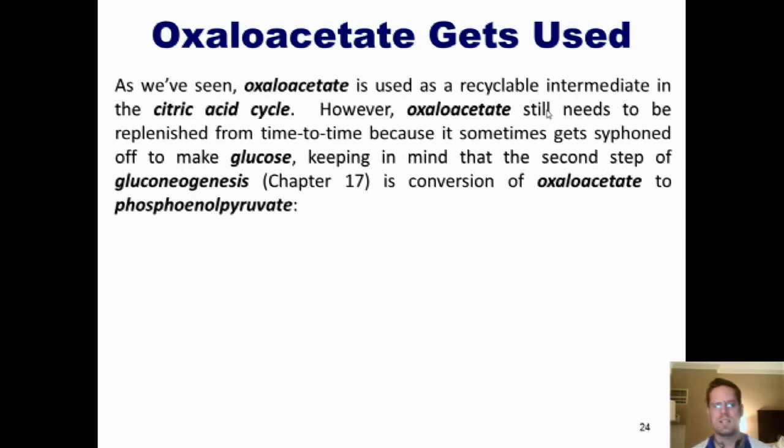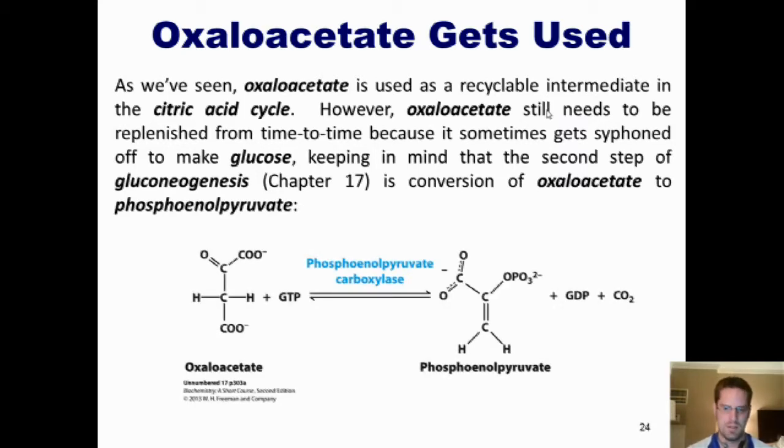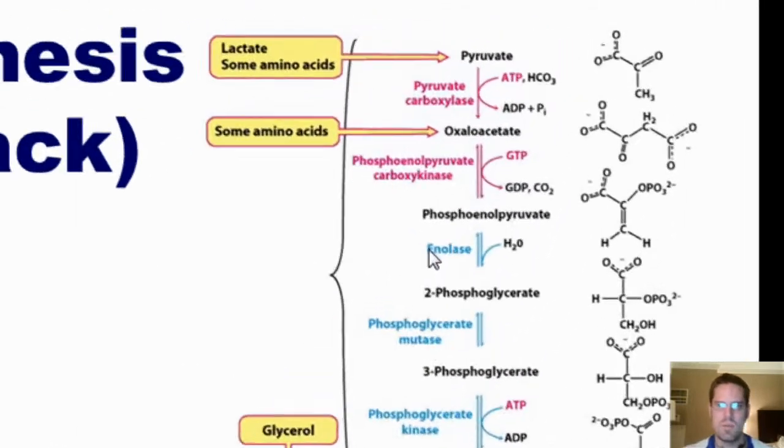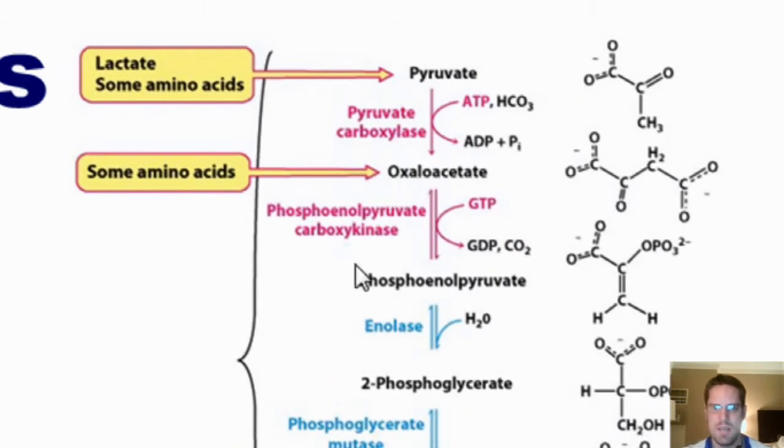As we've seen, oxaloacetate is used as a recyclable intermediate in the citric acid cycle. However, oxaloacetate still needs to be replenished from time to time because it sometimes gets siphoned off to make glucose, keeping in mind that the second step of gluconeogenesis, which we talked about back in chapter 17, is the conversion of oxaloacetate to phosphoenolpyruvate, as shown here. Looking back at gluconeogenesis, we can see where that occurs, oxaloacetate being converted into phosphoenolpyruvate right here.